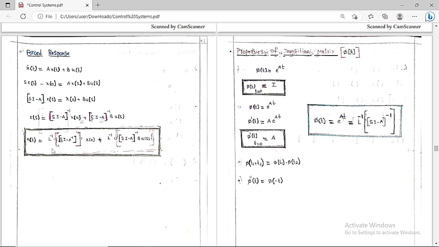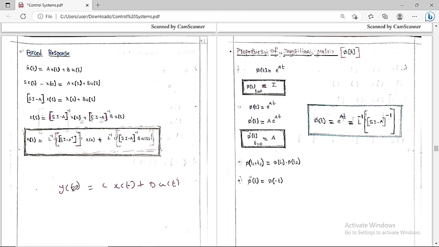You know the output equation: y of t is equal to C x of t plus D u of t. In the case of free response, u of t is equal to 0. You know the value of x of t, you substitute it and get the output response. Similarly for the forced response, once you have x of t, you substitute it here, simplify this equation, and we get y of t. So we get the free response as well as the forced response with the help of x of t. If you know x of t, you substitute it in this output equation and get the corresponding output.